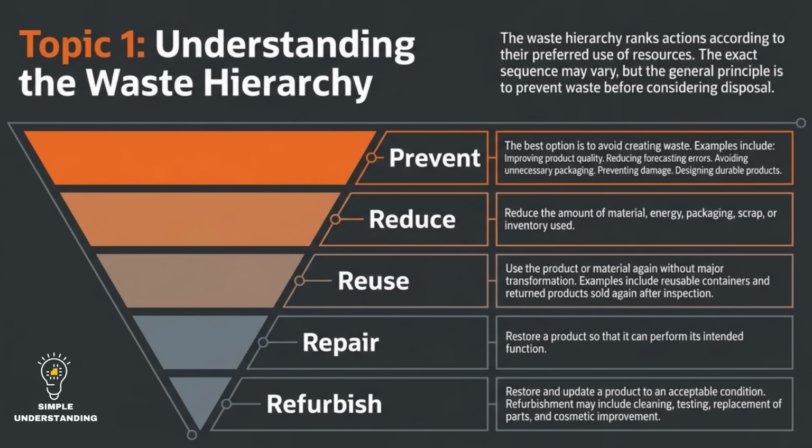Reduce. Reduce the amount of material, energy, packaging, scrap, or inventory used. Reuse. Use the product or material again without major transformation. Examples include reusable containers and return products sold again after inspection. Repair. Restore a product so that it can perform its intended function. Refurbish. Restore and update a product to an acceptable condition. Refurbishment may include cleaning, testing, replacement of parts, and cosmetic improvement.